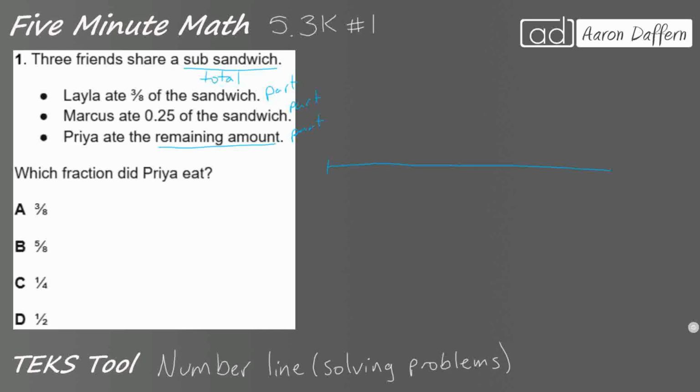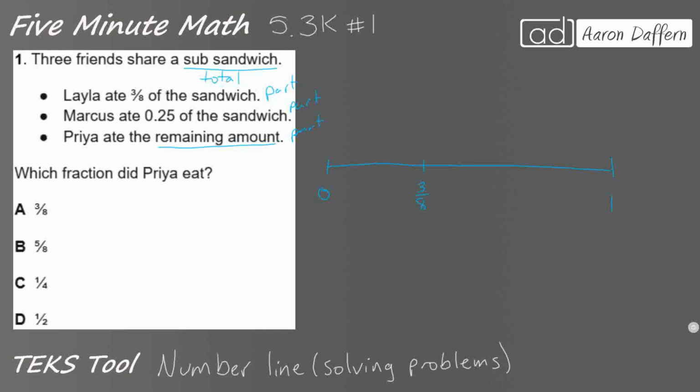So here's my sub sandwich, and I'm just going to go from 0 to 1. They don't say a number, but when it says share a sub sandwich, that is just one whole. And so that one whole is going to be all that we need to think about. So we've got amounts here. We've got Layla eating 3/8. All right, so 4/8 is going to be half because 4 is half of 8. So I'm going to put a little bit less than half. I'm going to put 3/8 right here.